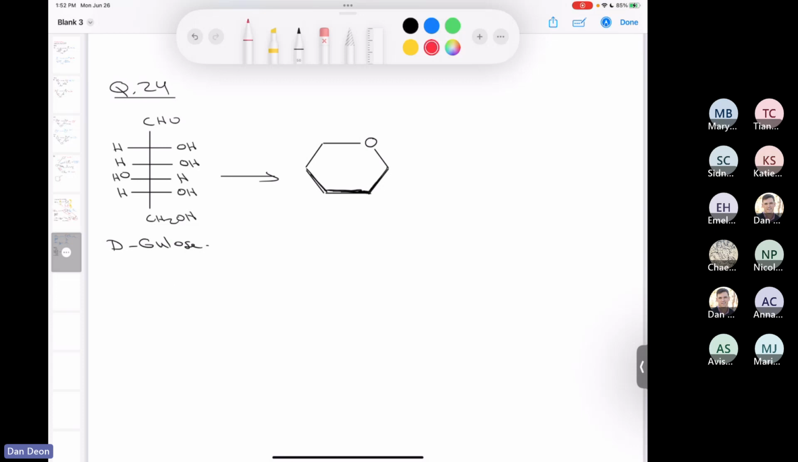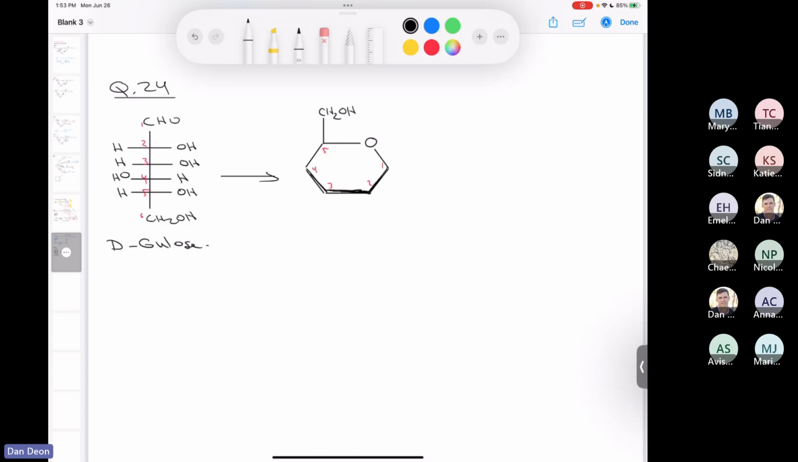Now we can number the carbons. So we have carbon 1, 2, 3, 4, 5, 6. We have 1, 2, 3, 4, 5. And carbon 6 is going to be going straight up. And you can just do this if you want and put an OH group on the end, or you could just say CH2OH like that. Either one is fine.